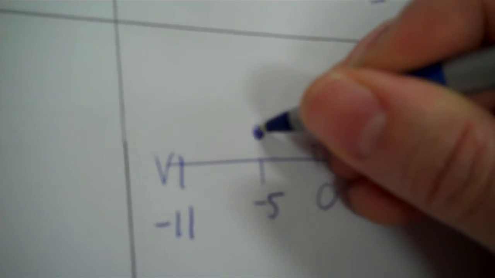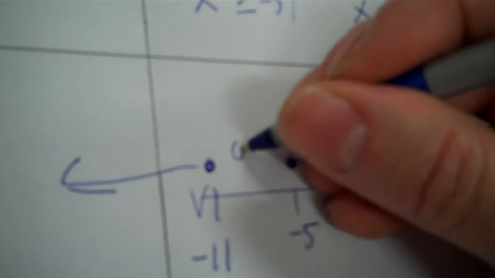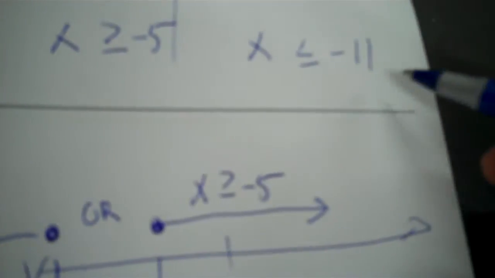So circle, fill it. Then negative 11, you circle and fill it. So with negative 5, it eats the x, so that goes this way, and then this one's going to go the other way. Then you write or, and you put each solution set separately.